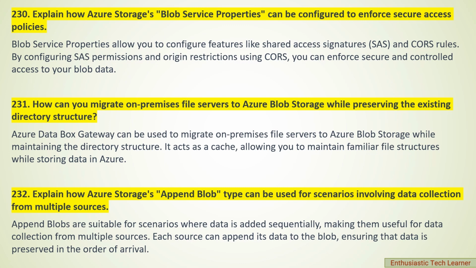How can you migrate on-premises file servers to Azure Blob Storage while preserving the existing directory structure? Azure Data Box Gateway can be used to migrate on-premises file servers to Azure Blob Storage while maintaining the directory structure. It acts as a cache, allowing you to maintain familiar file structures while storing data in Azure.